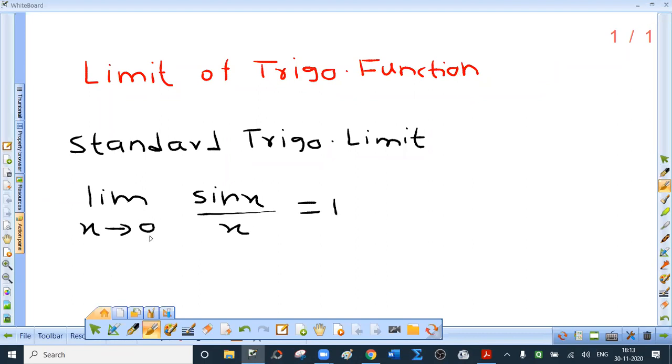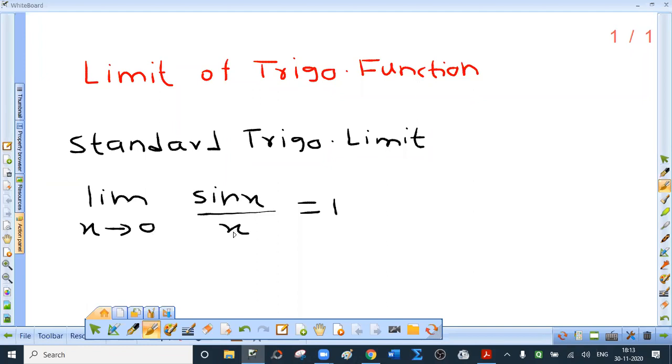I repeat, limit x tends to 0 sin x upon x equal to 1. Note that this angle x must be in radian only. If it is in degree, you have to convert it into radian. So angle is in radian. You will notice that angle in the numerator is fully repeated in the denominator, and this angle, most important condition, angle is very small, it tends to 0.